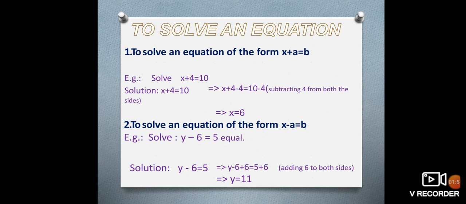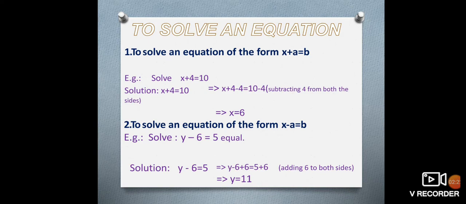So I'll subtract 4 from both sides. As you can see, in the third step, x plus 4 minus 4 is equal to 10 minus 4. It means we have subtracted 4 from both sides. Plus 4 minus 4 will get cancelled on the left hand side, so only x will remain, and it is equal to 10 minus 4, that is 6. So my solution is x equals 6.